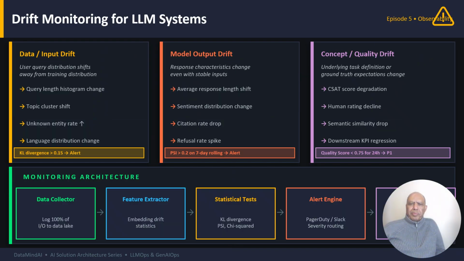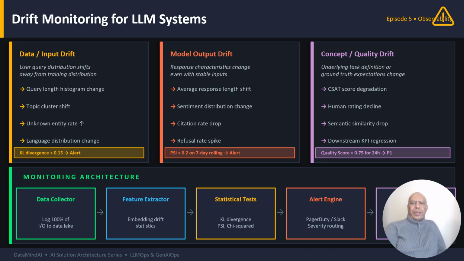Your model was great last month. Why is it struggling today? Drift is why. There are 3 types of drift, and you need to monitor all 3. So, data drift: the questions users ask change over time. If you build a student support system in September, and by January, students are asking completely different questions, like exam prep versus coursework, your retrieval pipeline might not be calibrated for the new distribution. Monitor query embeddings. If the centroid shifts, investigate.